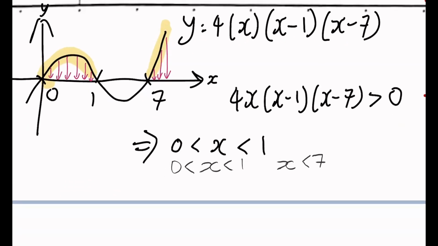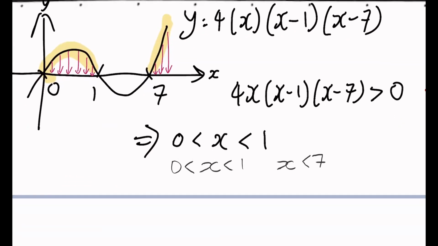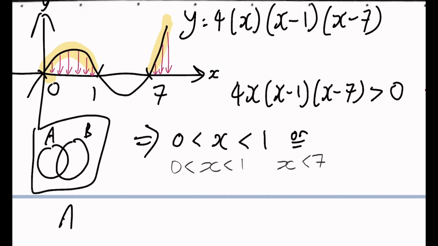It's or. Your first answer was correct. It should be or. Or is like union. You remember your sets. Set A, set B. A union B is the same as x in A or x in B.